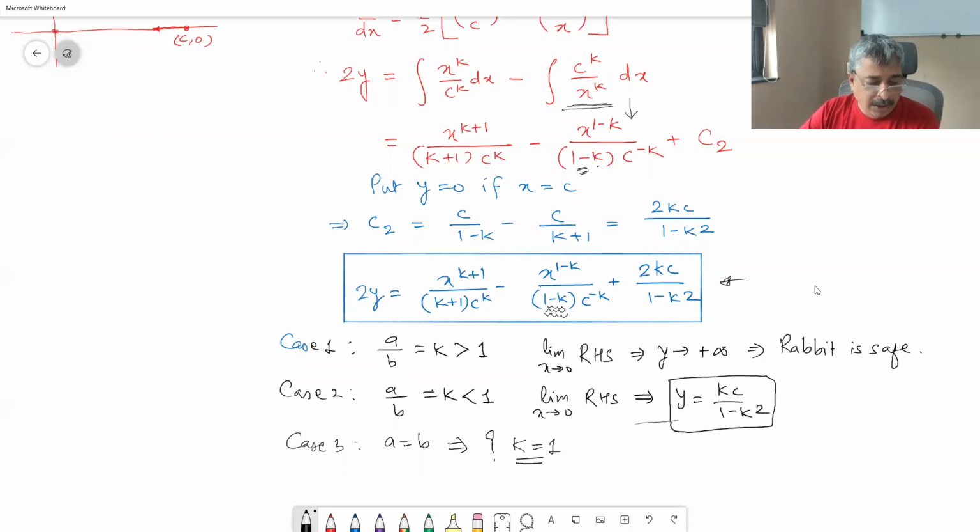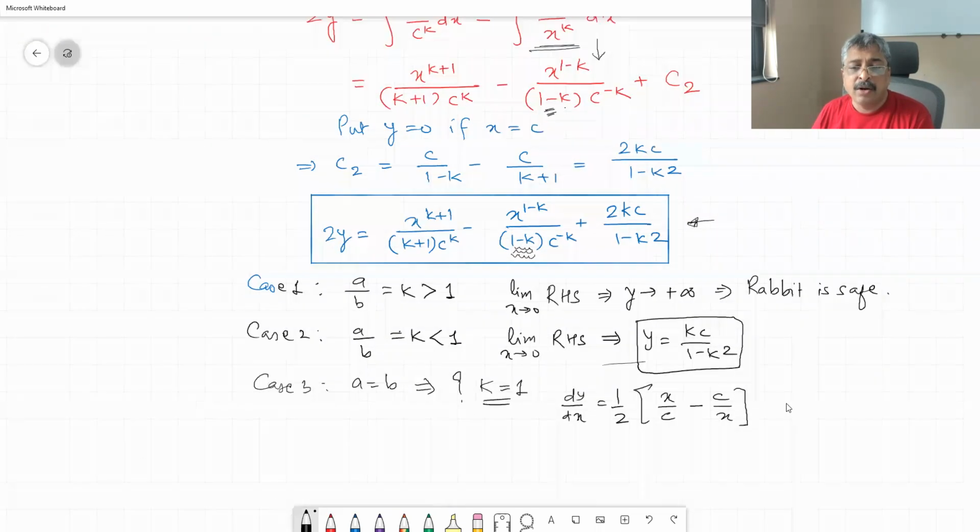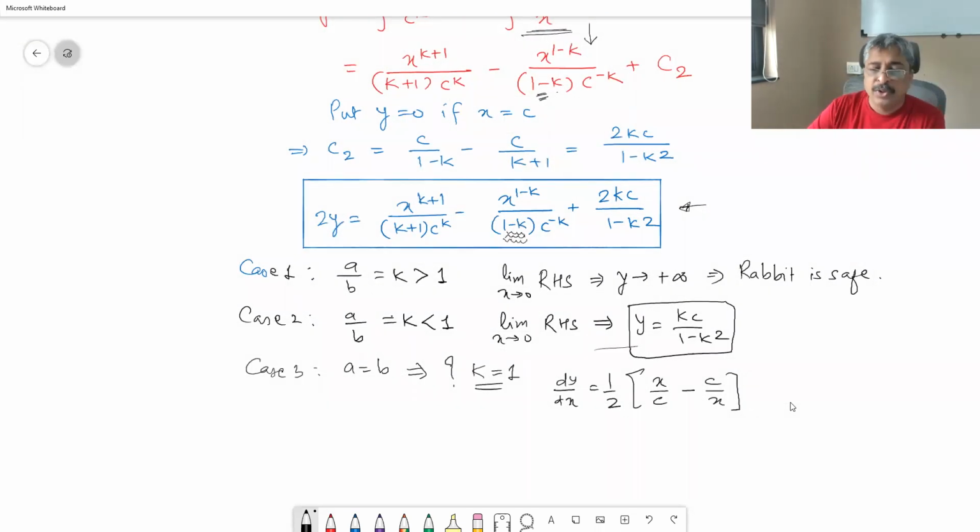So if K is equal to 1, then the original step is dy by dx equals half of x upon c minus c upon x. This is the differential equation that you need to solve, and as you were saying, there will be a long term involved when you solve this differential equation, but I will take you through what we mean by this.